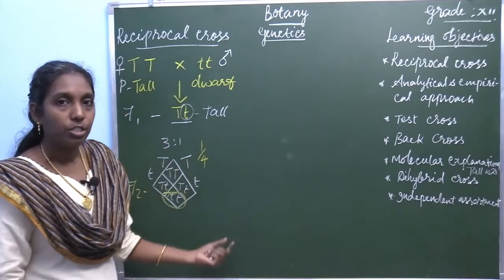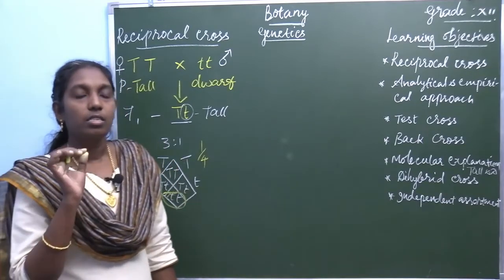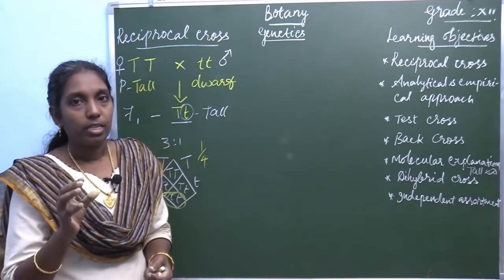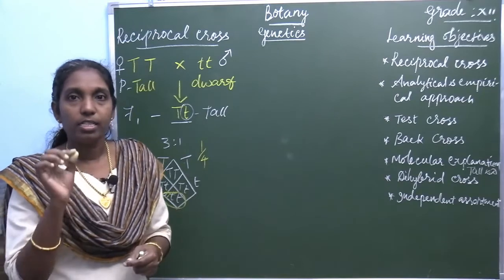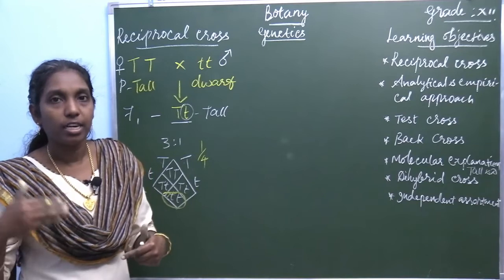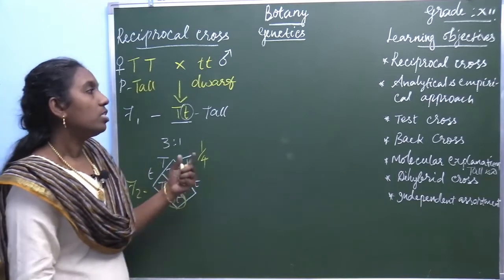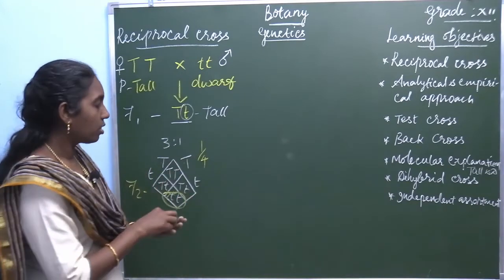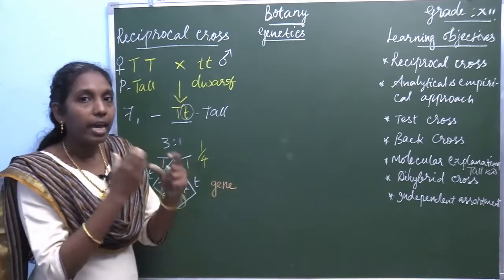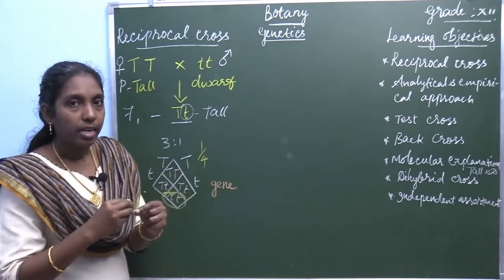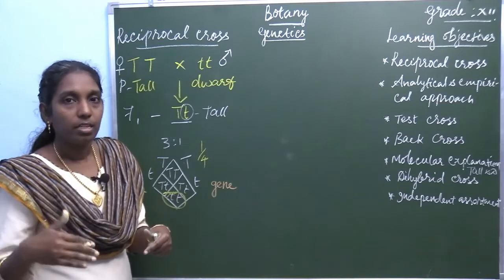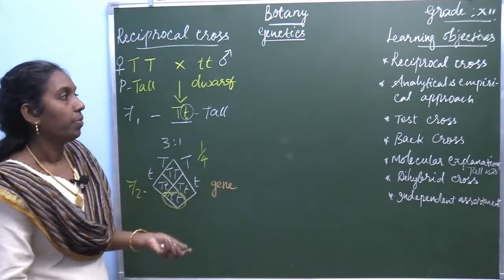Here it shows that there is a single trait or factor or particulate. Under particulate theory, there is a particulate unit which carries the trait and transmits it generation after generation. So, this is called a gene. These genes are carrying the characters. These characters are expressed and passed on, or transferred, generation after generation.